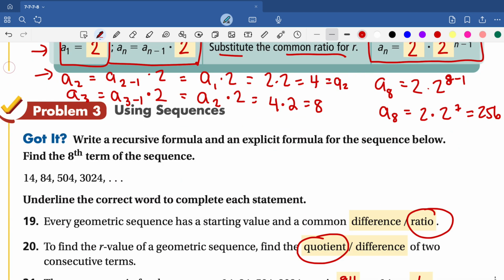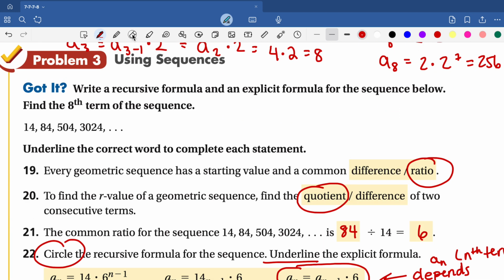Okay. Now, what if I wanted to write an explicit formula? Let's get practice. Actually, for this one, we're going to practice writing the sequences using a recursive formula and an explicit formula as well. It says, write a recursive formula and an explicit formula for the sequence below and find the eighth term of the sequence.